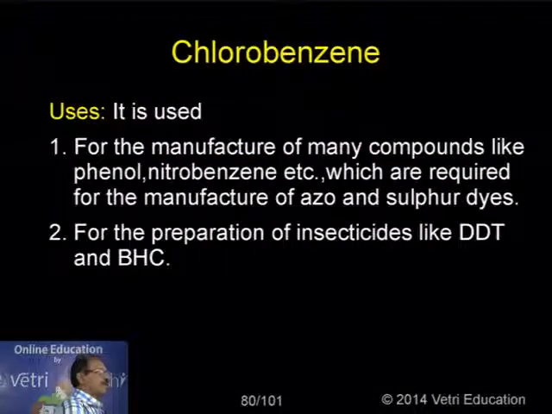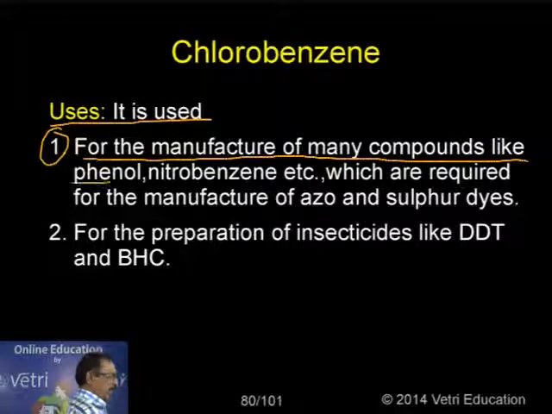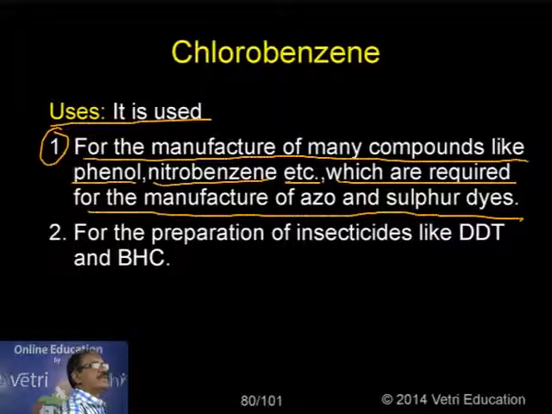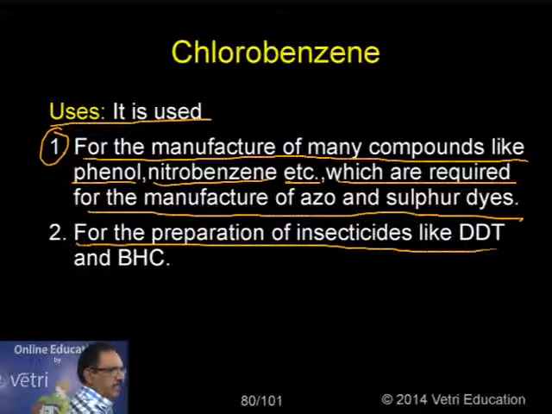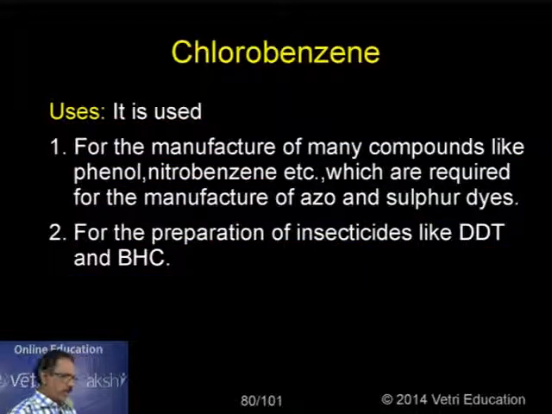Next, coming to uses, the most important, of chlorobenzene. It is used for the manufacture of many compounds like phenol, nitrobenzene, etc., which are required for the manufacture of azo and sulfur dyes. It is also used for the preparation of insecticides like DDT and BHC. BHC, benzene hexachloride. One of the isomers is gammexane. So this is the most important information regarding aromatic halide chlorobenzene.